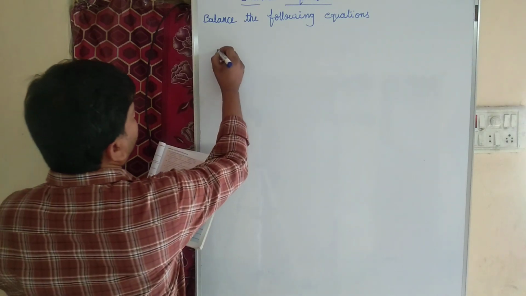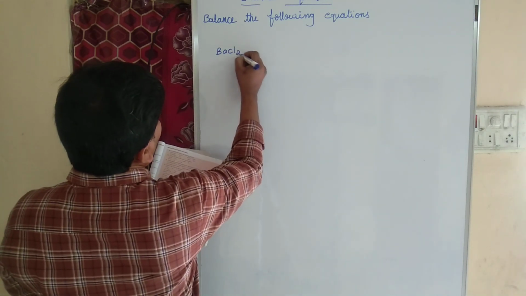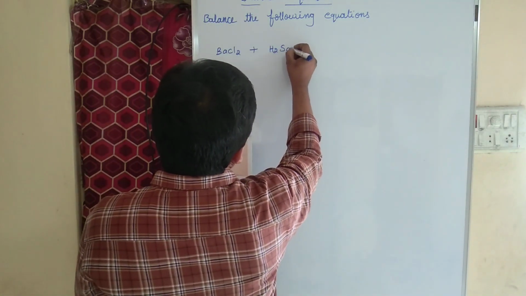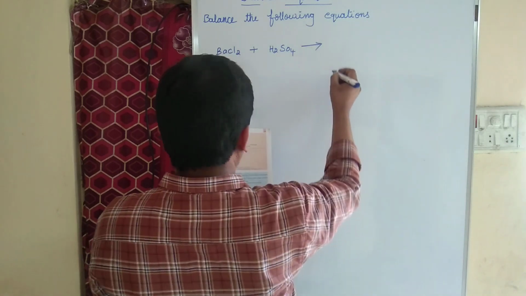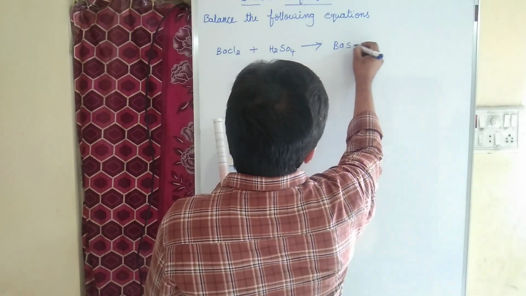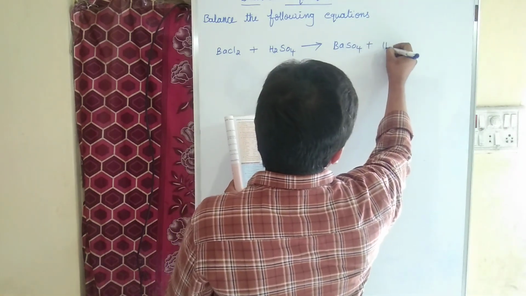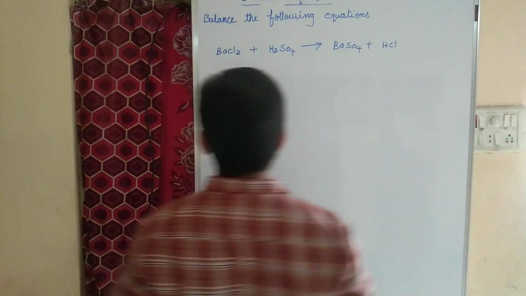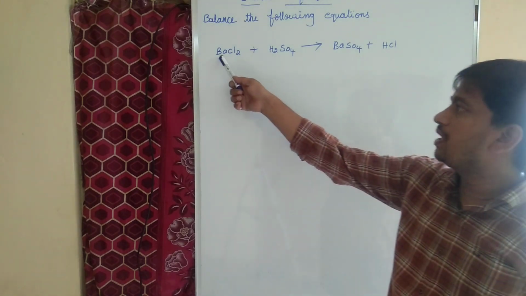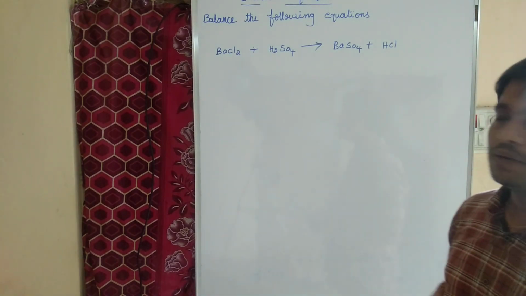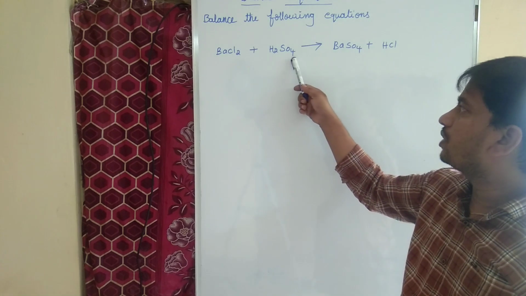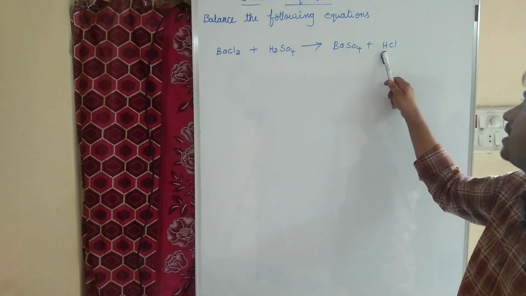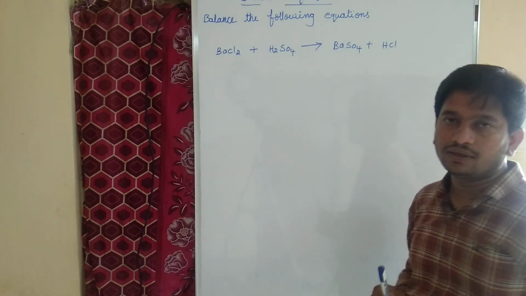Now one more equation: BaCl2 plus H2SO4 gives rise to BaSO4 plus HCl. So children, what do you mean by BaCl2? That is barium chloride. Barium chloride plus sulfuric acid H2SO4 gives rise to barium sulfate plus hydrochloric acid HCl.